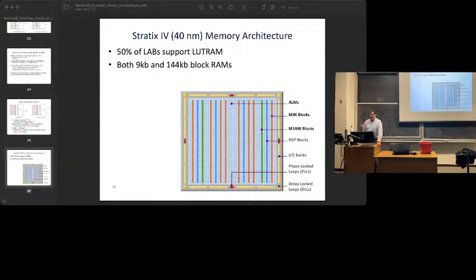So in Lab 3, you're working with a memory architecture that's very similar to Stratix 4. So that's Altera's 40-nanometer chip. So what does that architecture look like? It had 50% of the logic blocks support LUT RAM. Why 50%? Because nobody's going to buy an FPGA, which is a fairly expensive device, and turn all of the logic into memory. Because if they did that, well, they should probably go buy a memory chip, right? It'd be a lot cheaper.